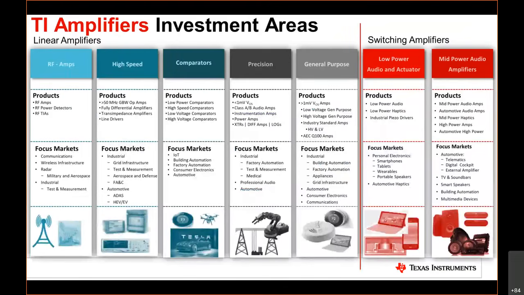Now, to provide a little bit of background for the Texas Instruments amplifier portfolio, we have a very broad and differentiated portfolio consisting of linear amplifiers and switching amplifiers. Switching amplifiers include low power audio and mid power audio amplifiers. And for linear amplifiers, we have RF amplifiers, high speed amplifiers, comparators, precision, and general purpose amplifiers. For the rest of this presentation, the new products I'll be showcasing will all come from the general purpose amplifiers product category.